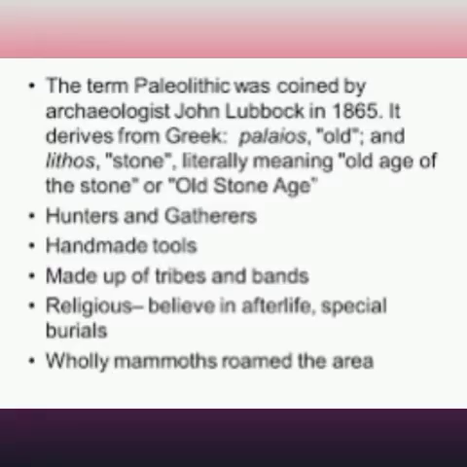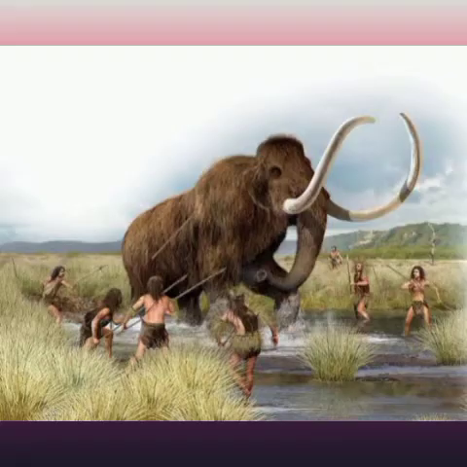The term Paleolithic was coined by archaeologist John Lubbock in 1865, and it was derived from the Greek words palaios, which means old, and lithos, which means stone, so the old age of the stone. So people here were hunters and gatherers, and the tools were crude tools which were handmade, and the people lived together in tribes and bands, and they also believed in the concept of the afterlife. And mammoths roamed the area in full. That's why we can see here that hunting was very much seen.